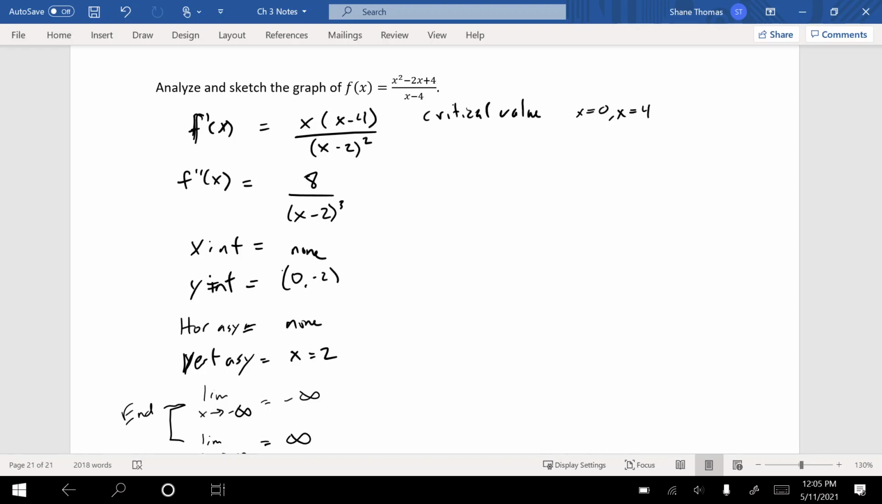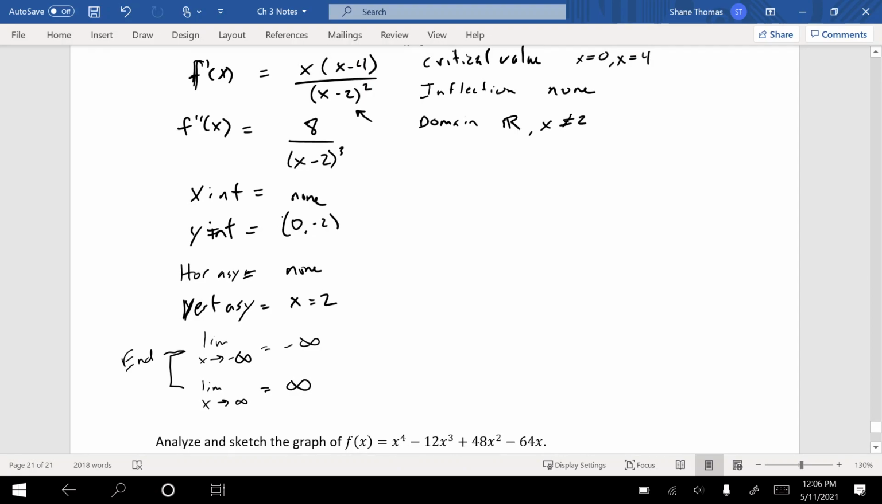All right. Inflection points: there are none. And then the domain. The domain is all real numbers, but what's the one value that would make this illegal? What value on the bottom would make that 0? 2. Right? So that looks pretty good there.